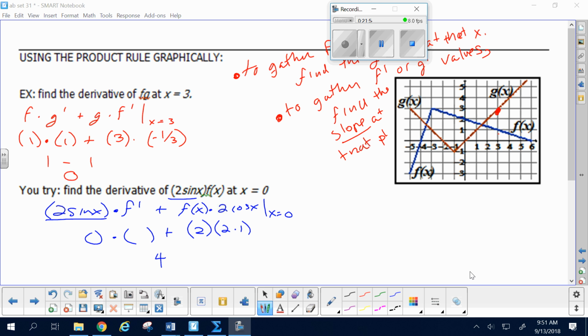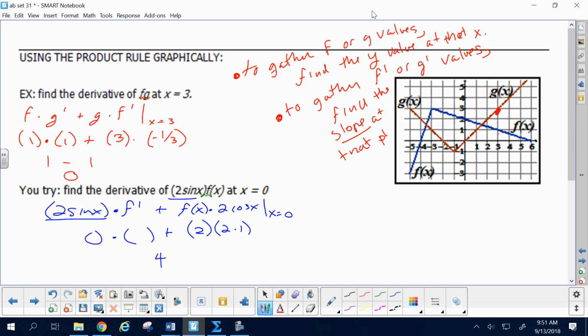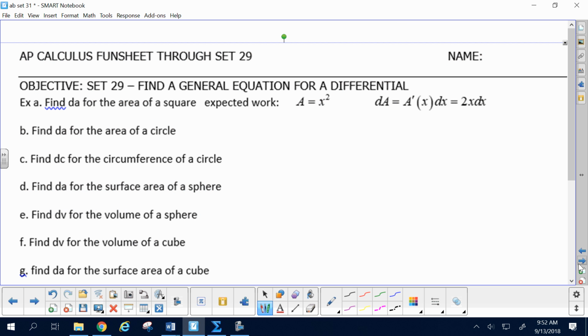That's the product rule. First stays the same times derivative of the second, plus second stays the same times derivative of the first. You should be fine. Usually students catch on really quick. Sometimes students in a week will forget, but they'll get it.